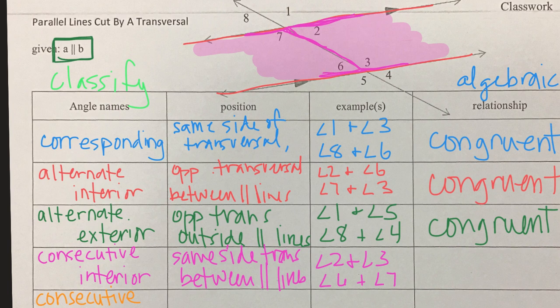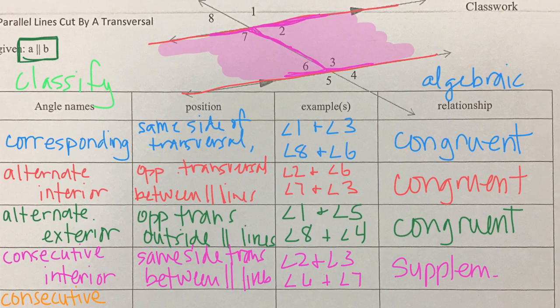So how do you think angle 2 and angle 3 relate? Do they look like they're equal? No. So not congruent. What's the only other thing we do in geometry? Add them up to 180. So the vocabulary word is supplementary. These are supplementary. They add up to 180. Angle 2 plus angle 3 adds up to 180, as well as angle 7 plus angle 6 adds up to 180.